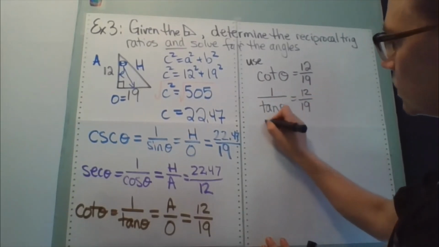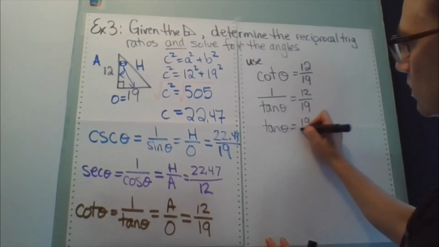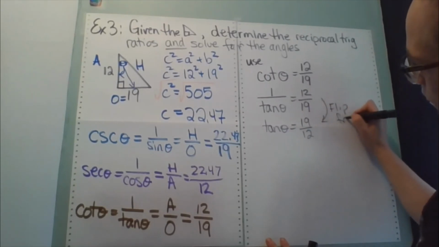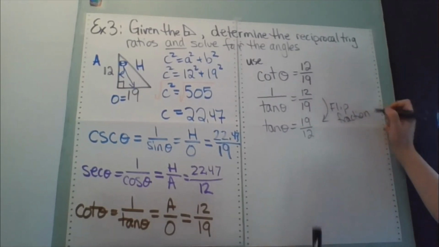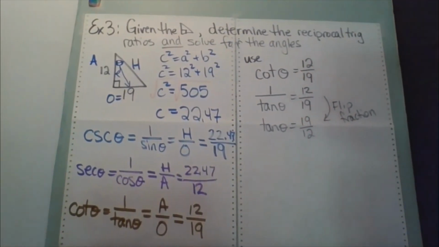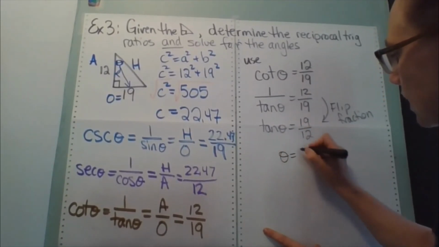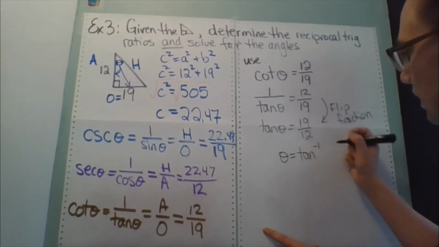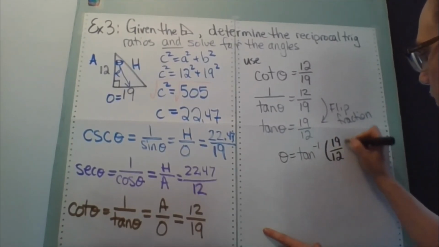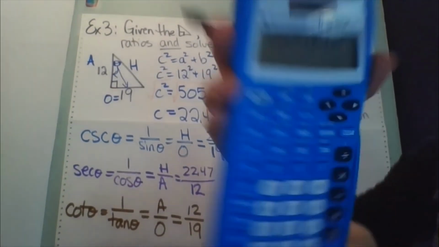12 over 19. So my calculator knows tan, so I'm going to flip my fraction, right? And once I've flipped my fraction, I can then calculate. Can you see that okay? So for the angle, bring tan to the other side. So it's tan inverse of 19 over 12. We need that second function tan, so make sure you type it in.